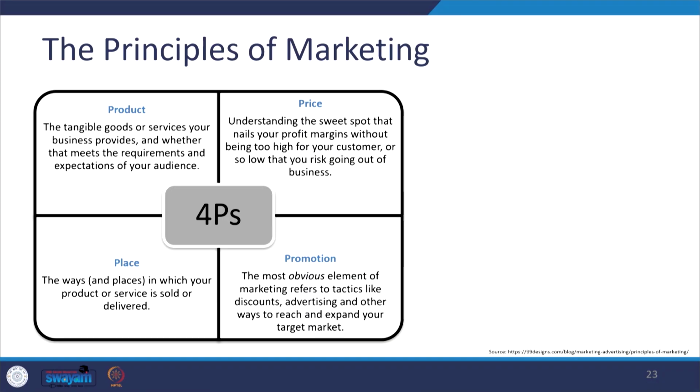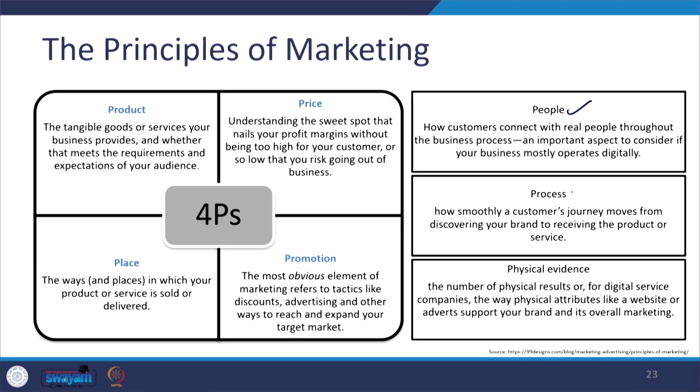And coming to the fourth P, that is promotion. It is the most obvious element of marketing that refers to tactics like discounts, advertising, sales promotion and other ways to reach and expand your target market. Going further, products may not always be tangible, right. So, there are products which have intangibility as a part of them. So, for them there are additional 3 P's we can look at: people, process and physical evidence.